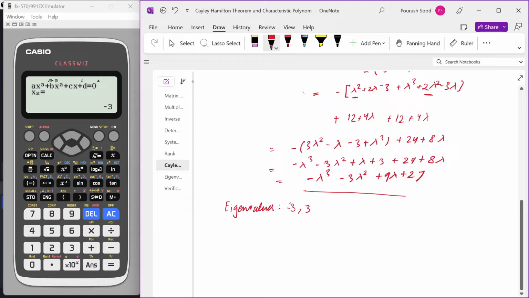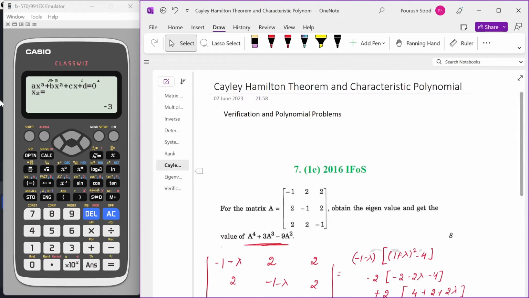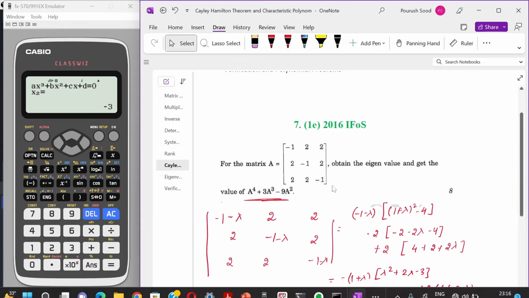So we need to see which of the roots are repeating. If you see the product of roots, so sum of roots is minus b by a, sum of products is c by a and product of roots is minus d by a, which is 27. That means the negative root is repeating. So we have minus 3 as the, these are the eigenvalues. So we have used the polynomial function of the calculator to calculate the eigenvalues.